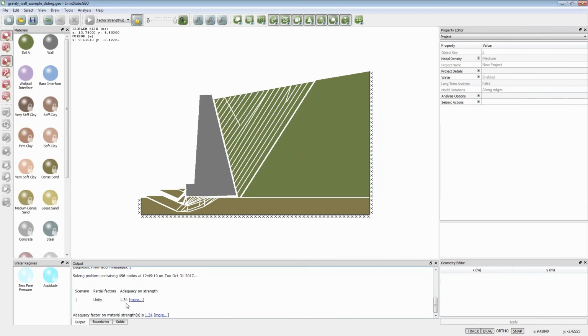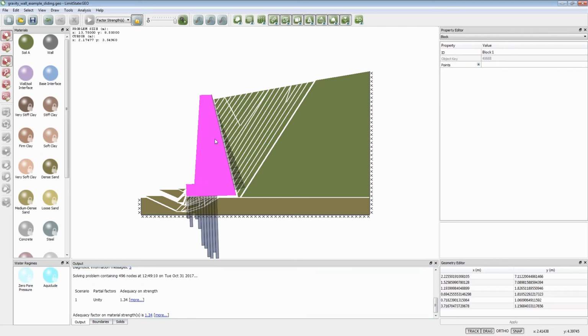But either way, my adequacy factor is bigger than 1, and by either approach, if one value is bigger than 1, the other value is going to be bigger than 1, whether you're using factor strength or factor load mode. And if I click on this solid here, you can actually see it's displaying the normal stress distribution, so we're getting increasing stresses on the back from the earth pressures, and most of the stress is concentrated back here from the rotation.